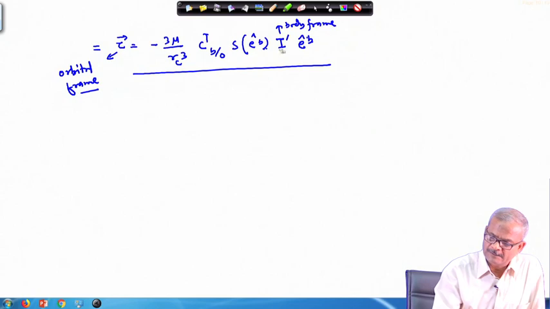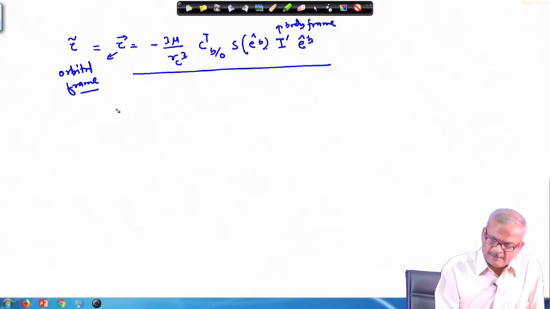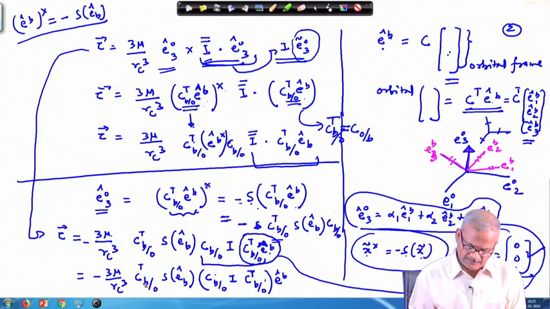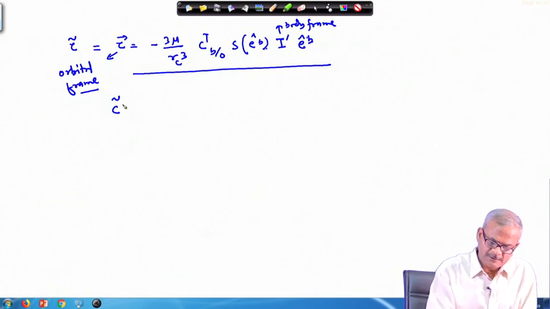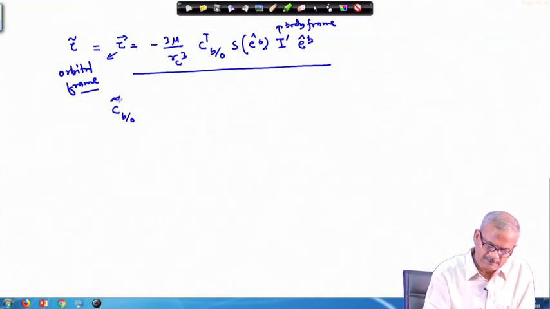Because on the right hand side we have expressed the whole thing in terms of the matrix notation, I will put a tilde here instead of putting a vector in this place. Then multiply both sides by C transpose B slash O. So, this is in the orbital frame, and then we want to take it into the body frame. So, we will multiply it by C B slash O, perhaps over C we have not put the tilde. So, we will remove this tilde.